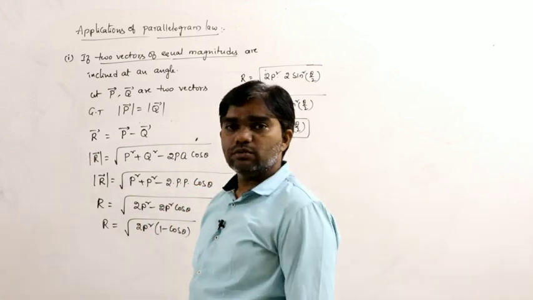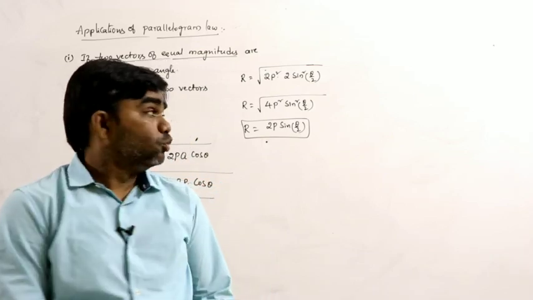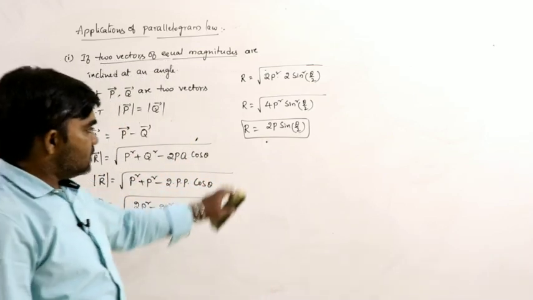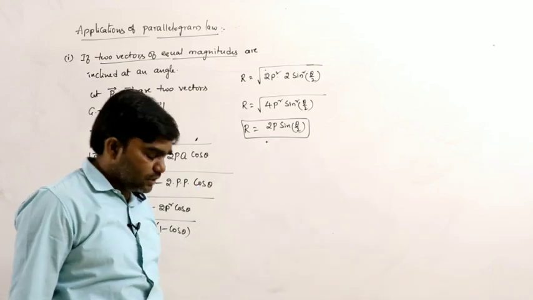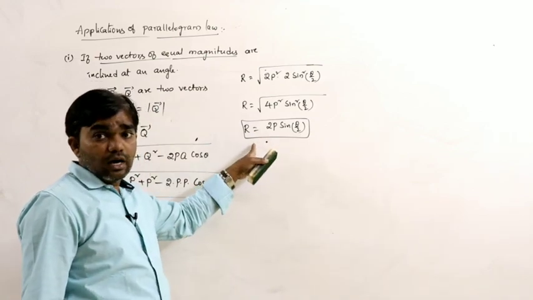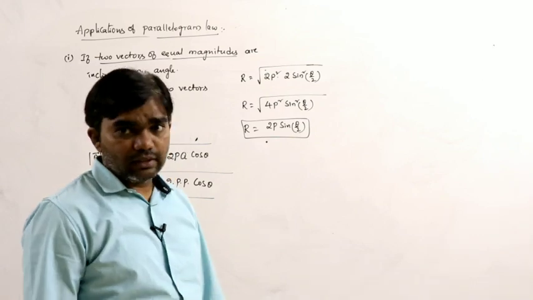R is equal to 2p sin theta by 2. This is the magnitude of the resultant. Based on this, r is equal to 2p sin theta by 2.